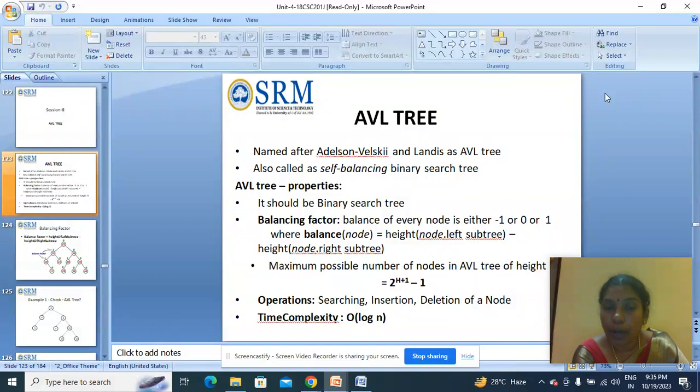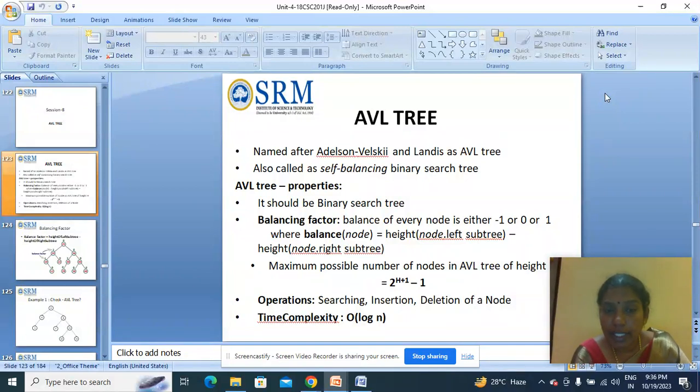So this is the property of a binary search tree. The root node has some key value. Lesser than the key is placed as a left child. Greater than the key is placed as a right child. This is the concept of binary search tree that we discussed in detail in the previous video. Now we can enter into the AVL tree.